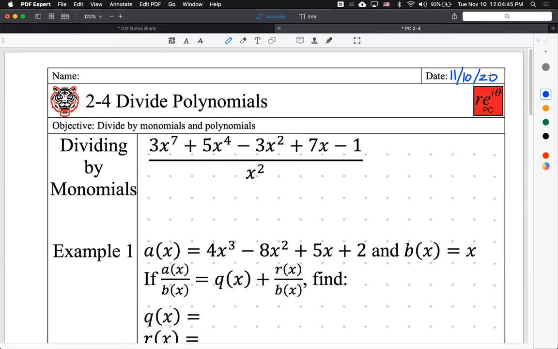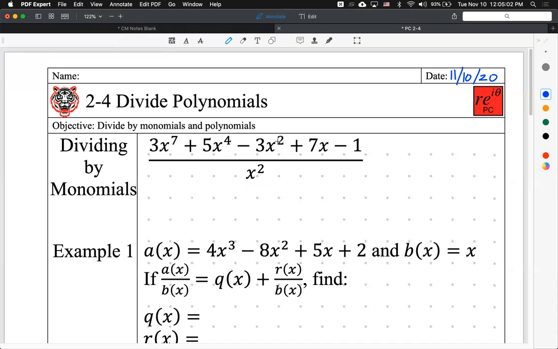The way that this works is I'm going to separate this into separate fractions. So I'll have one fraction that's 3x to the power of 7 divided by x squared. My next fraction is going to be a positive 5x to the power of 4 divided by x squared. My next fraction is going to be negative 3x squared divided by x squared. Let's separate those all out, and then you simplify from there.